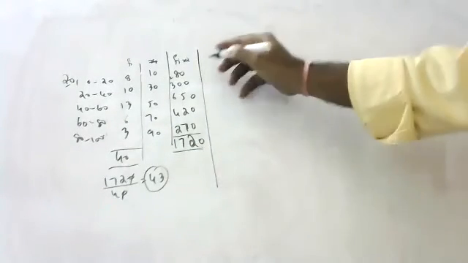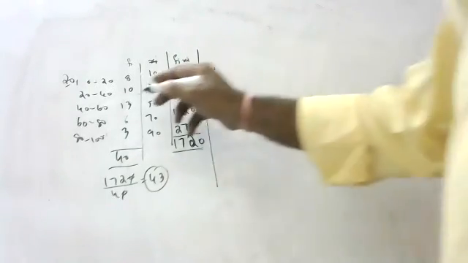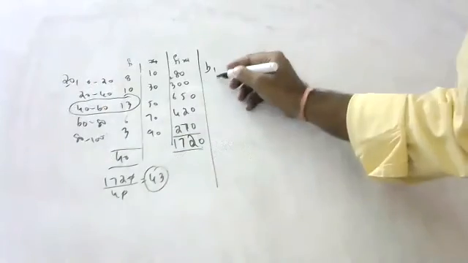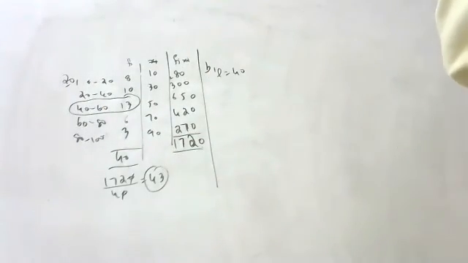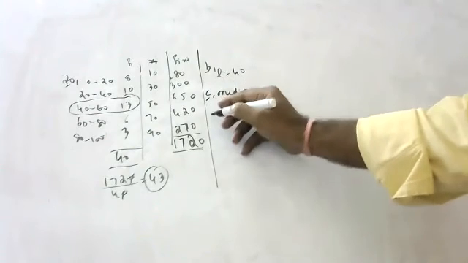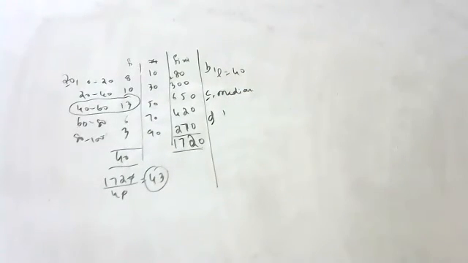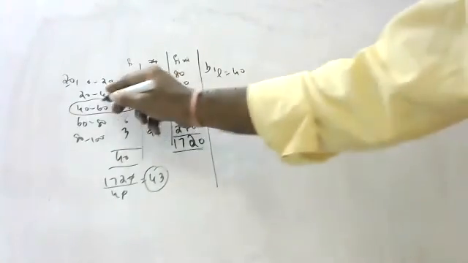Next question. What will be the lower limit of the modal class? Which is the highest frequency, children? 13, which is the class 40 to 60. So the lower limit of the modal class is 40, because the highest frequency is the modal class. Okay, next. The construction of a cumulative frequency table is useful in determining what? Median. Cumulative frequency helps in determining the median.